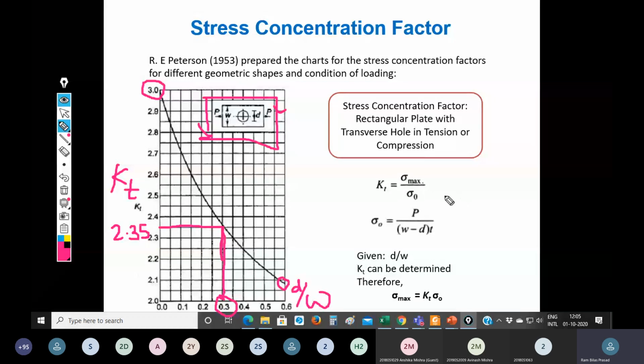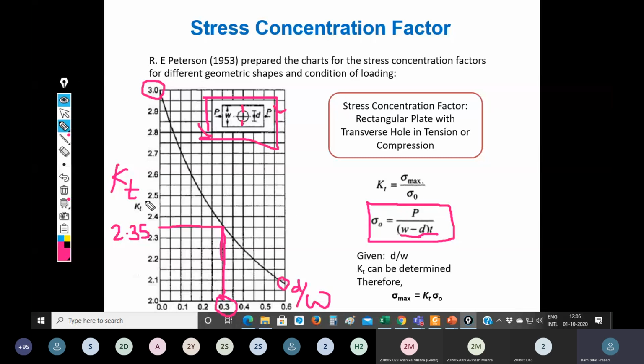And as we already discussed, you have to find out sigma nominal. Sigma nominal stress is basically load divided by minimum cross sectional area. So minimum cross sectional area is what here? W minus D. W minus D will give you this length, and if you multiply by thickness of the plate, then you will get the minimum cross section area, right?